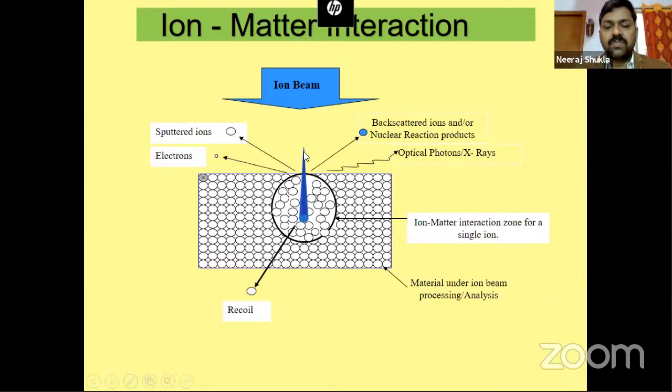But for the purpose of ion beam analysis, or for micro and nano fabrication, among all these effects, the effect which is more prominent is sputtering. That sputtering is responsible for the top to bottom approach. But suppose you want to grow layer by layer, then there is another effect of ion beam energy that is utilized, and I will explain that as we proceed further. Material under ion beam processing.